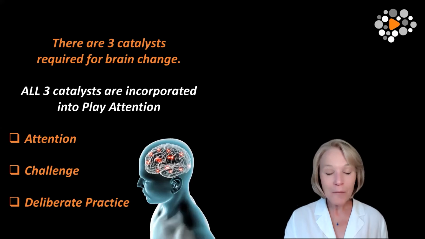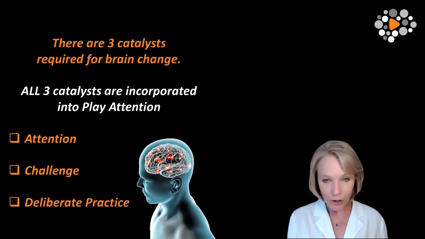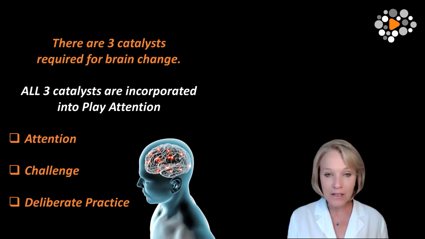Now, when we talk about helping you reach your goals, we know that we have to spark brain change. We have to create new neural pathways in your brain that are required for strong executive function. But brain change doesn't just occur. There have to be specific catalysts in place in order to spark brain change. And Play Attention incorporates those 3 catalysts into the program.